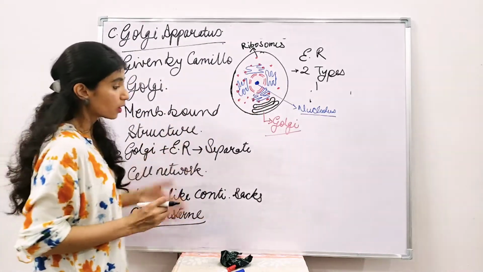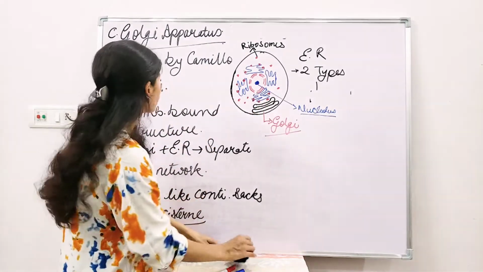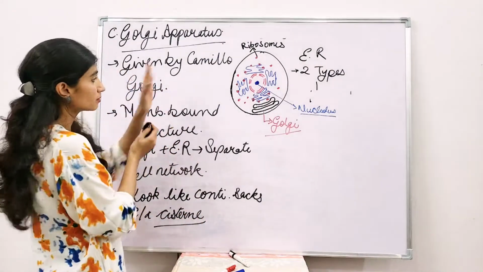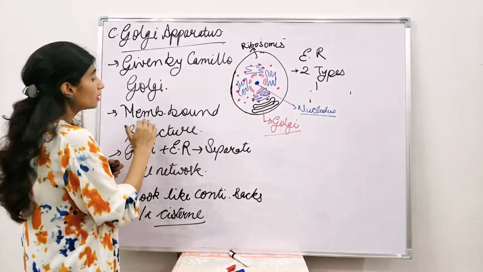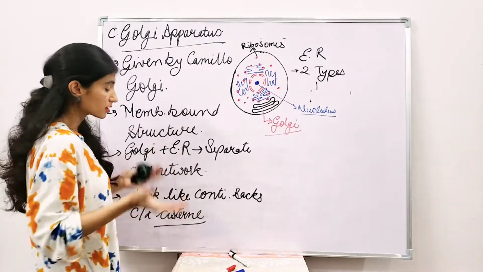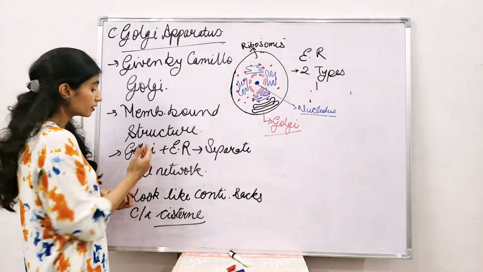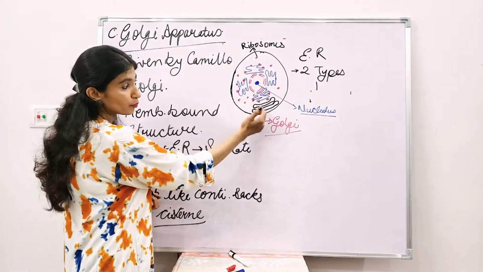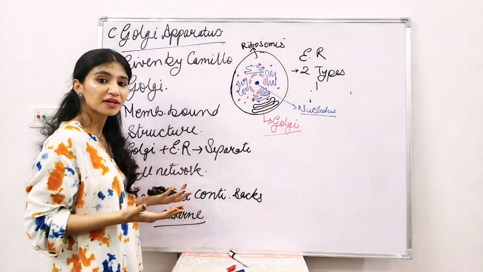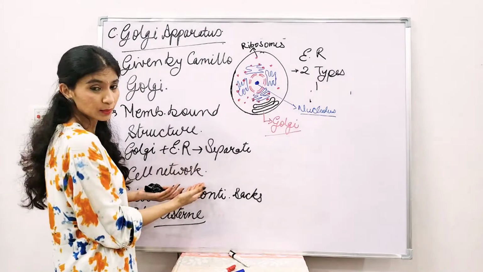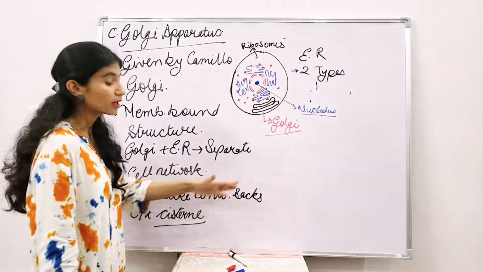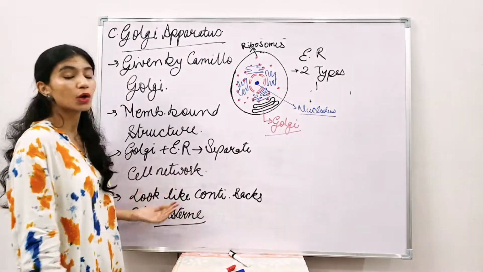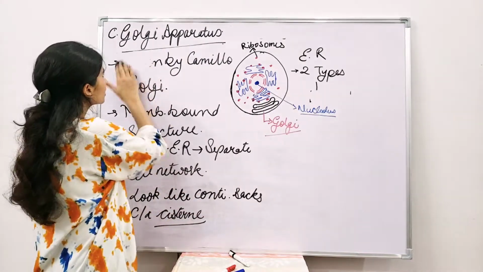Now, a quick revision. The Golgi was given by Camillo Golgi, who received the Nobel Prize later on. It's a membrane bound structure, covered by a membrane. Golgi and ER together make up a different network called a cell network. The structure of Golgi is a continuous sac-like structure called cisternae. Now why is the Golgi so important?